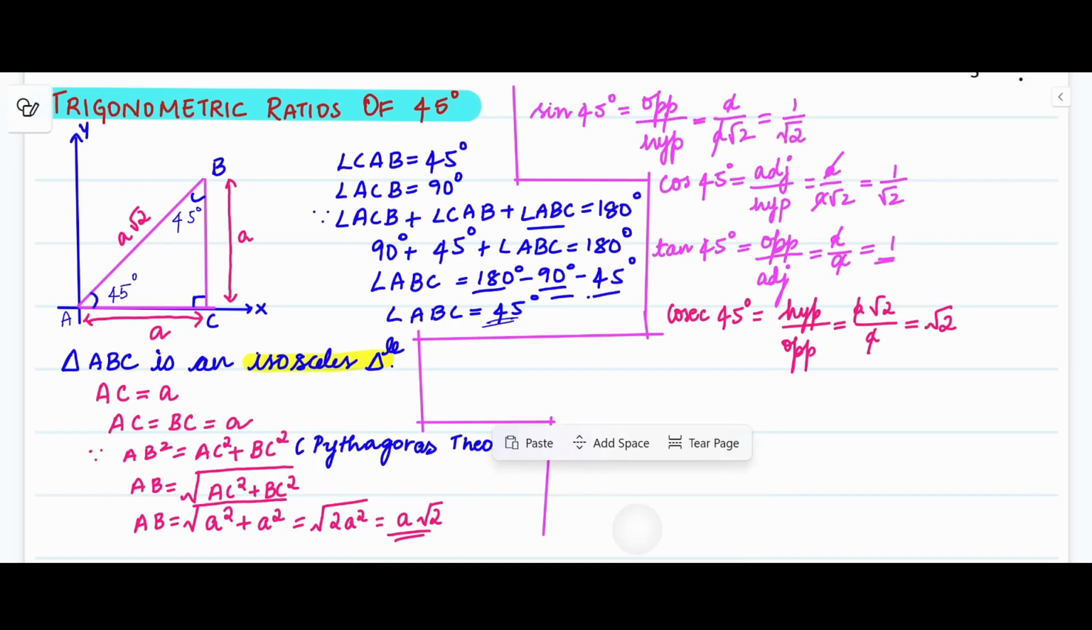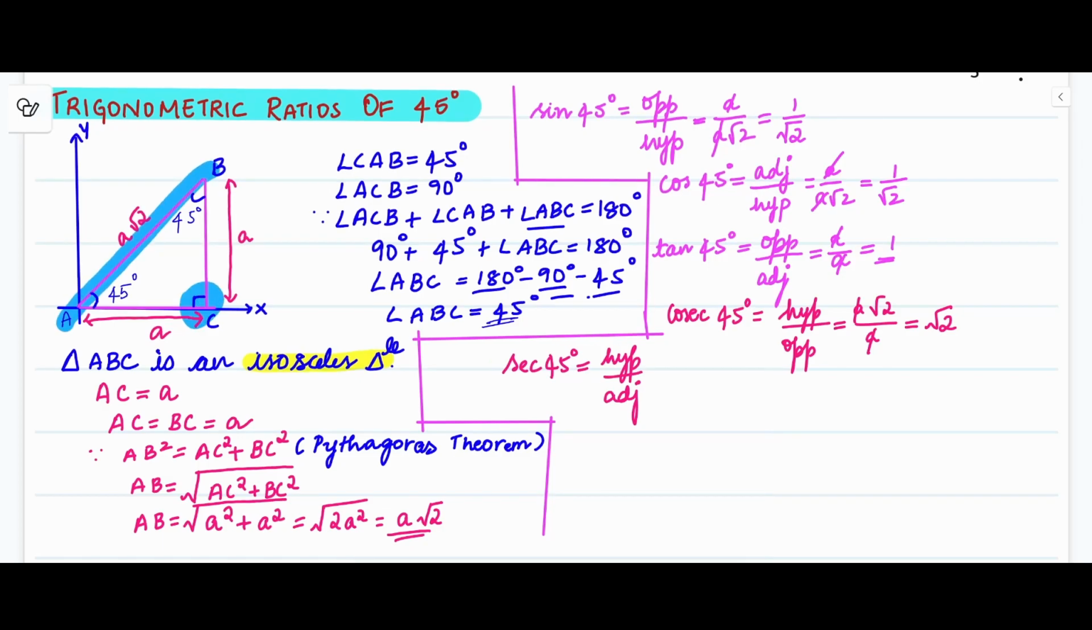Next is secant 45 degrees. Sec theta has the ratio hypotenuse divided by adjacent. The hypotenuse side of the triangle, as I told before, is AB, which is opposite to the 90-degree angle of the triangle and has a value A root 2. A root 2 divided by the adjacent side. The adjacent side is our side AC, which is adjacent to 45 degrees and has length A. It will be A root 2 divided by A. A and A will cancel out each other and we are left with root 2. So here we can see that secant theta is the reciprocal of cos theta, which has the value 1 by root 2, and secant theta has the value root 2.